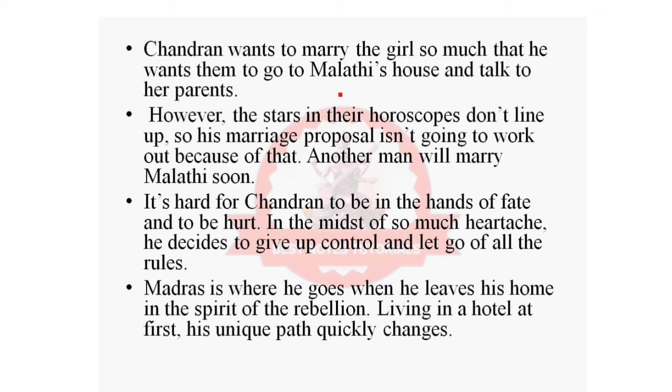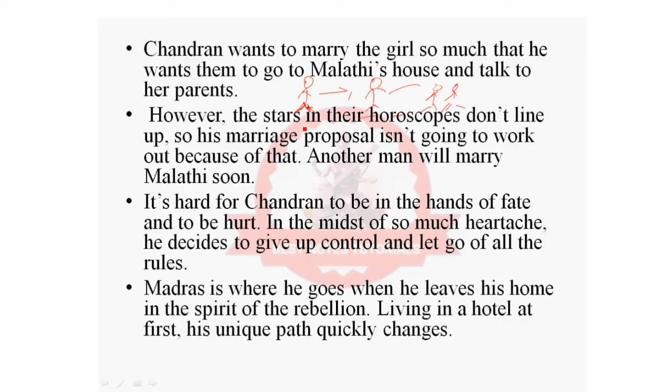Chandran wants to marry the girl so much that he wants them to go to Malti's house and talk to her parents. Now Chandran's parents, like we all know in India, know that if you want to marry a girl, you need to talk to her parents first. So the same thing happens with Chandran, and he tells his parents to go to Malti's house.